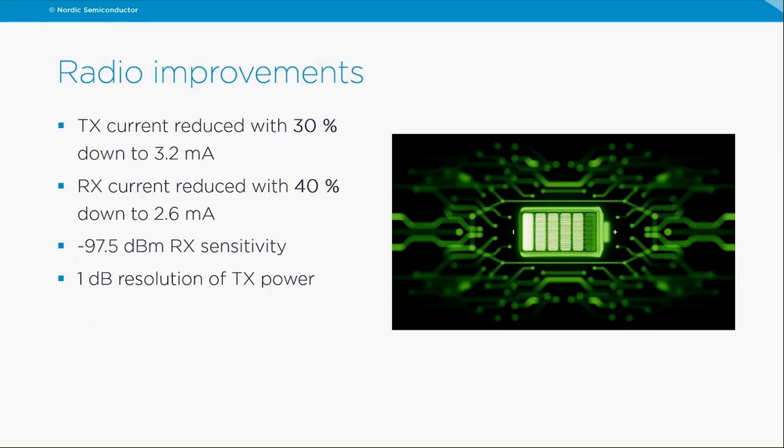On the 52 series, you have 4 dB resolution of TX power, but on this device you have 1 dB resolution, so that you can very finely tune this output power. And this is very beneficial when you want to use it together with an external PA and you want to stay within the regulatory limits in the specific regions that you want to use your device. Because you might have some variation on the TX power and you want to tune it so that it is as close as possible to the regulatory limits, but not above.